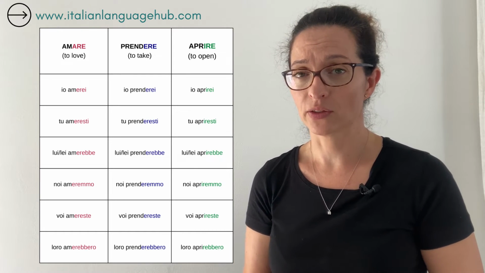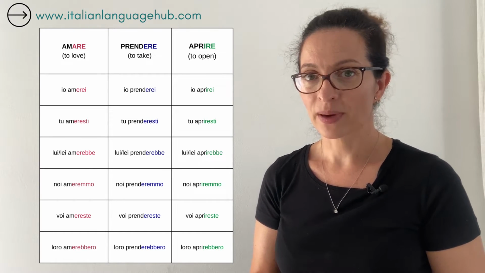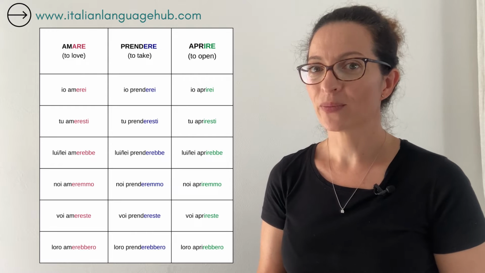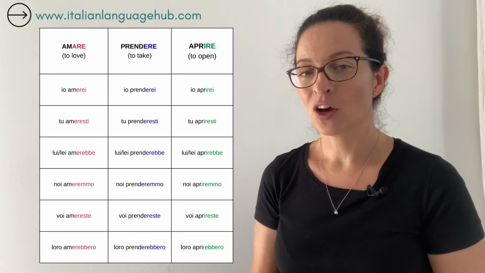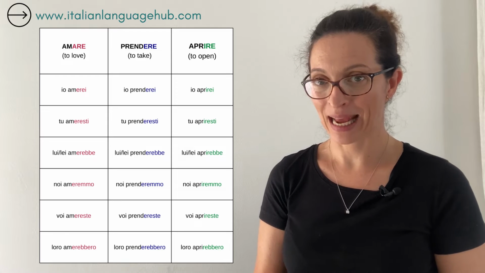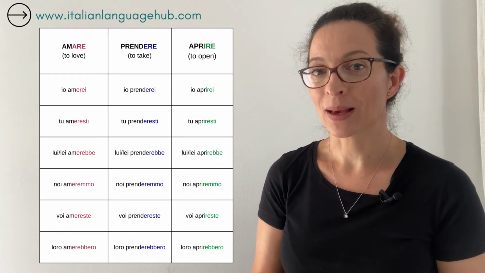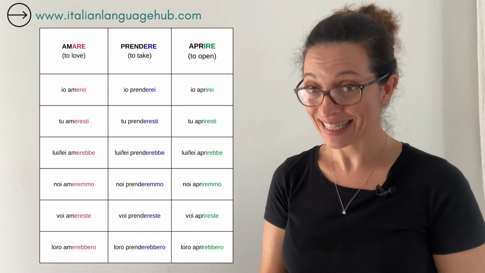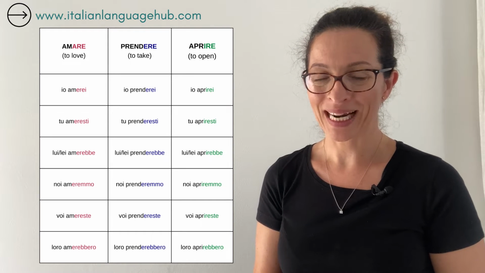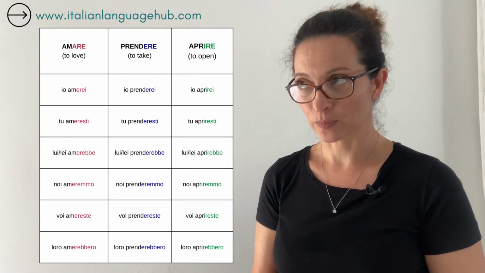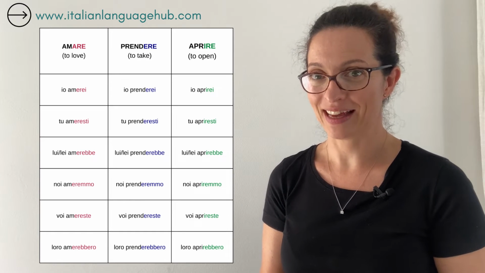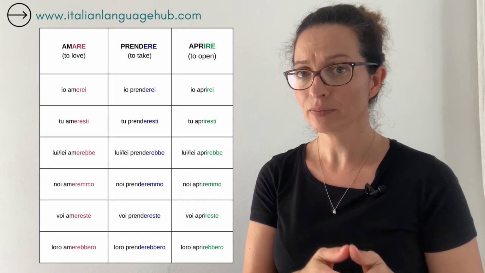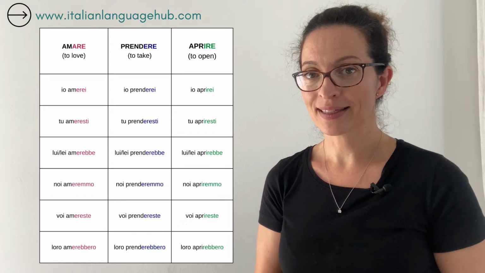Let's go to the second verb that you see in this chart, prendere. Io prenderei. Tu prenderesti. Lui, lei prenderebbe. Noi prenderemmo. Voi prendereste. Loro prenderebbero. I know, they become very long towards the end. So as you see, the verbs that end with are and ere have the same endings.